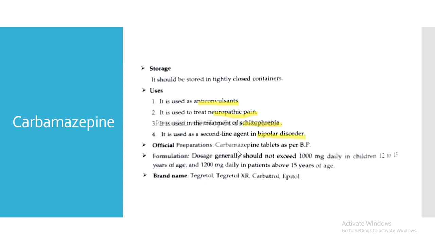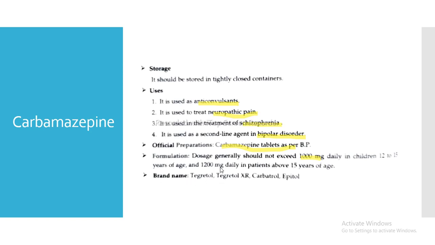Next is the official preparation: carbamazepine tablet as per BP, that is British Pharmacopoeia. Formulation dosage generally should not exceed 1000 mg in children in the 12 to 15 age group. Okay, the dose should not be more than 1000 mg.